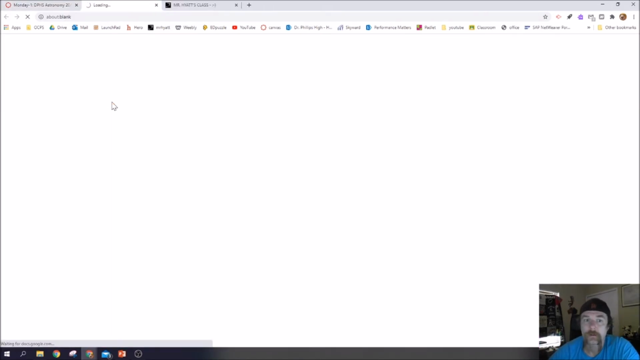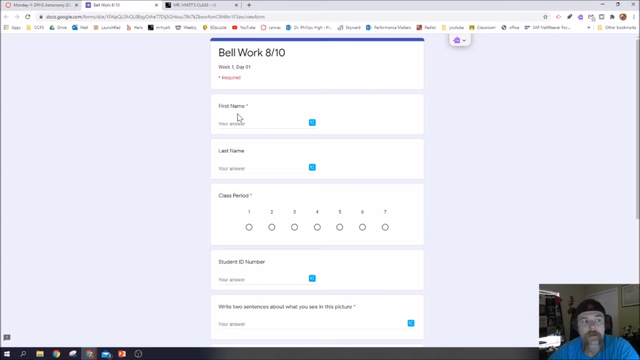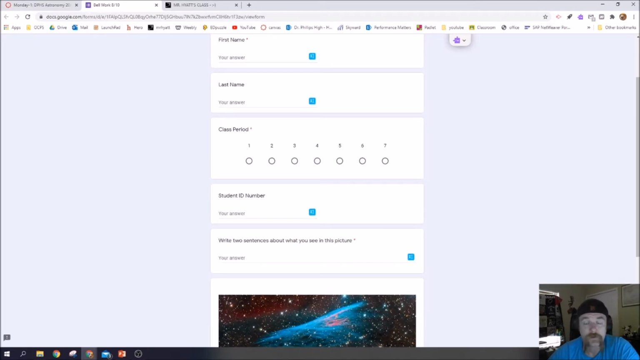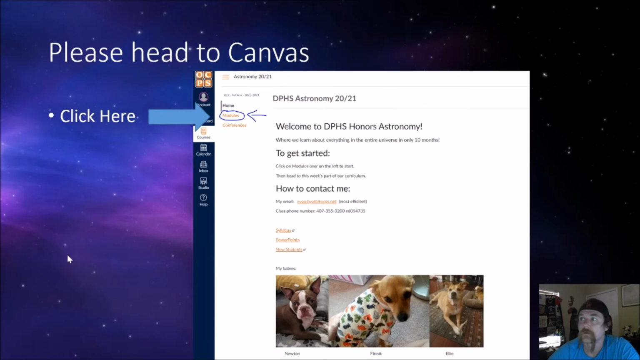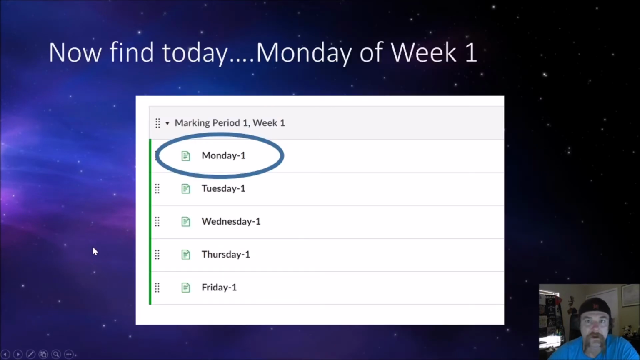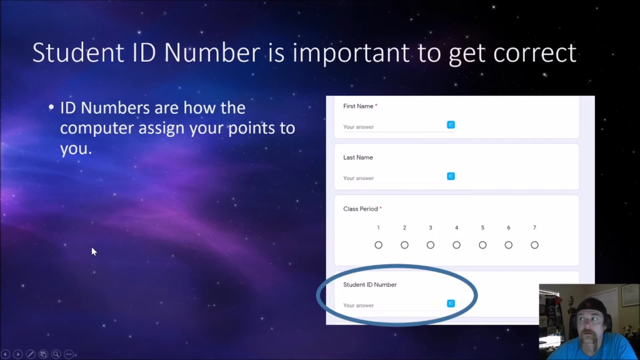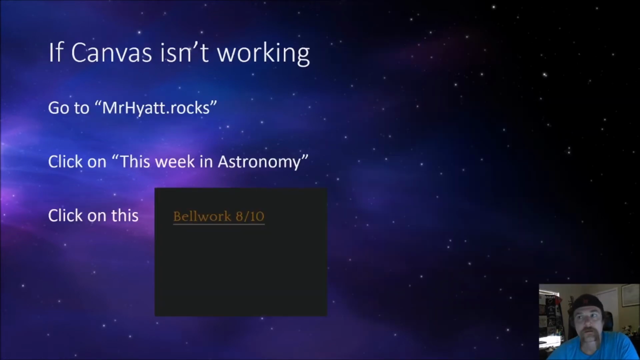When you click on bell work, you guys are going to see this. You're going to have, obviously, your name, first name, last name, what class period you're in, and then your student number. Make sure that you enter your student number correctly. That's how the computer actually adds up all your points and puts that into progress book. So make sure that your student number, you can misspell your name if you want, but student number, that's the important one. And your bell work for today is to write 2 sentences about what you think this photograph is. So if we go back to PowerPoint, click on Monday, go to bell work, pay attention to your student ID number.